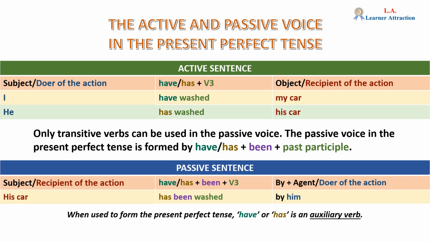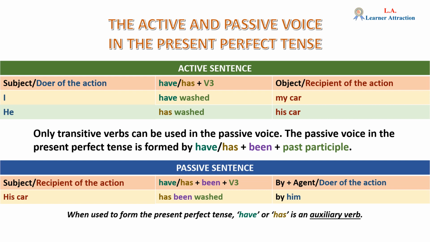The subject, or the doer of the action, he, plus have or has, plus verb 3: has washed. The object, or the recipient of the action: his car. He has washed his car. Only transitive verbs can be used in the passive voice.